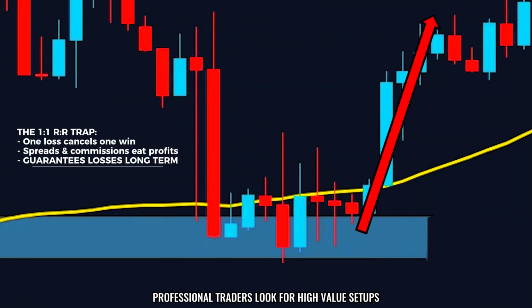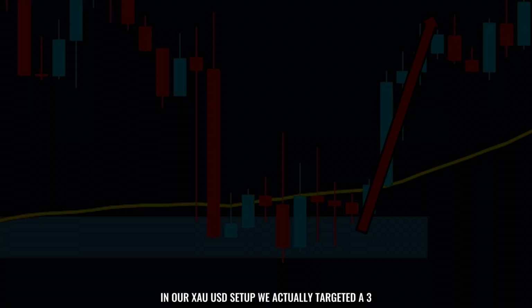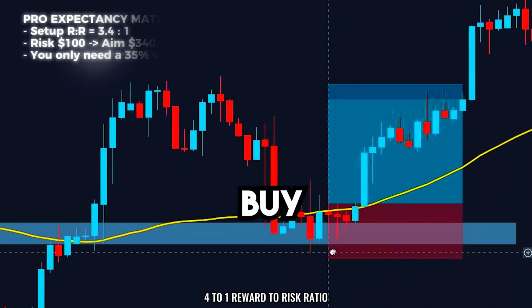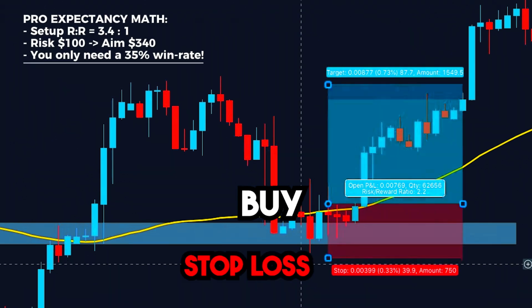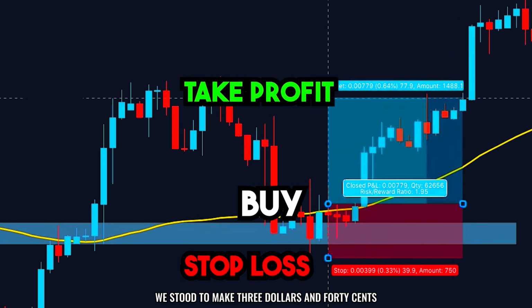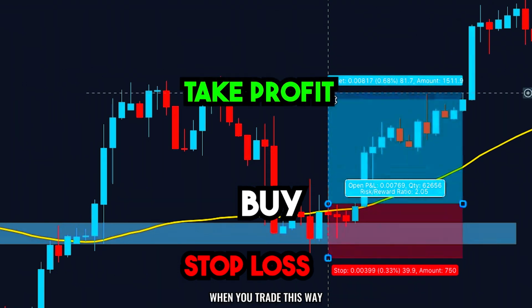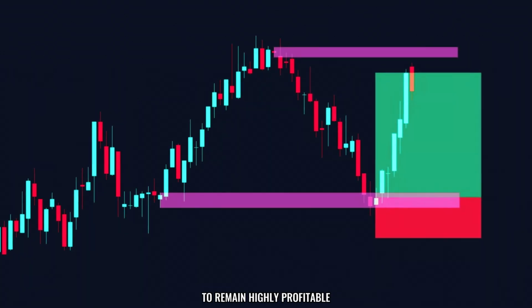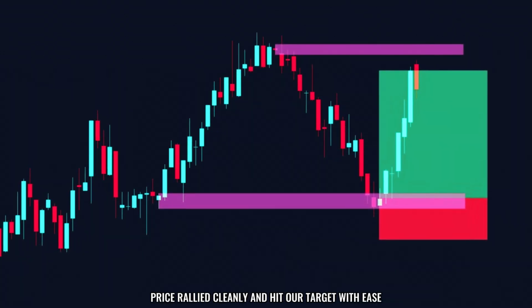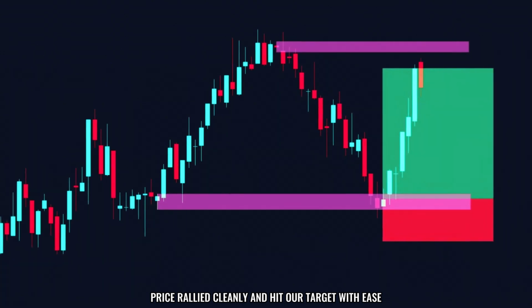Professional traders look for high-value setups. In our XAU-USD setup, we actually targeted a 4-to-1 reward to risk ratio. This means for every dollar we risked, we stood to make $3.40. When you trade this way, you only need to win 35% of your trades to remain highly profitable. Look at the chart. Price rallied cleanly and hit our target with ease.